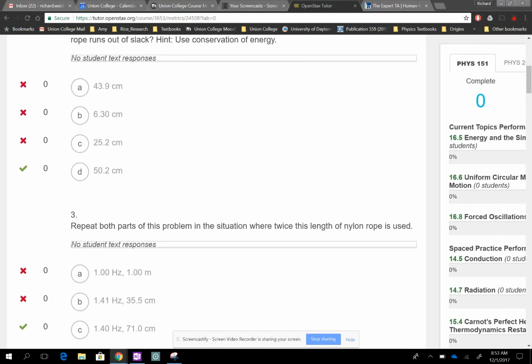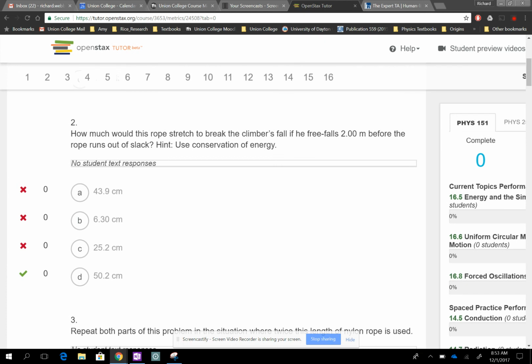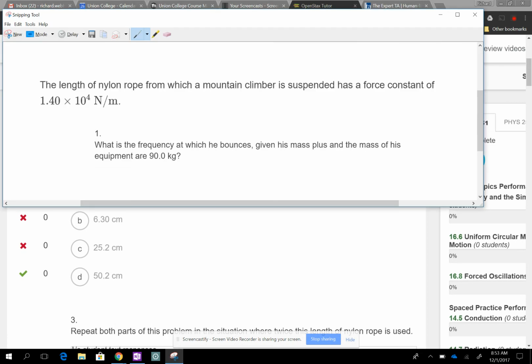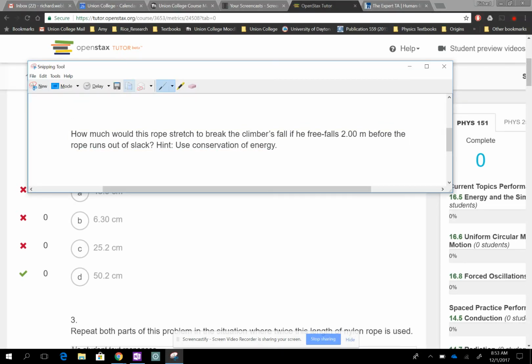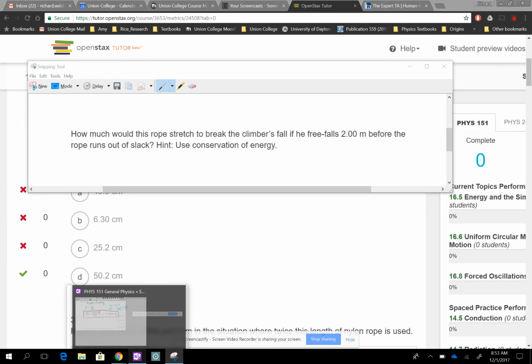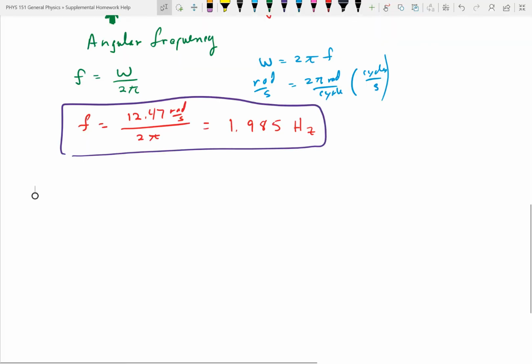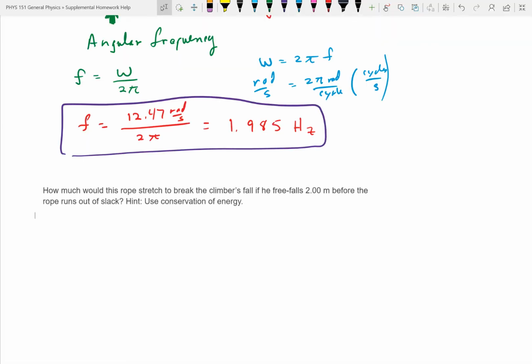And a part C. How much would this rope stretch to break the climber's fall if he free falls 2 meters before the rope runs out of slack? Hint, use conservation of energy. Even as the old teacher, it's cool if they give me that hint because it'll save me time of thinking. So, how much would this rope stretch to break the climber's fall if he falls 2 meters?